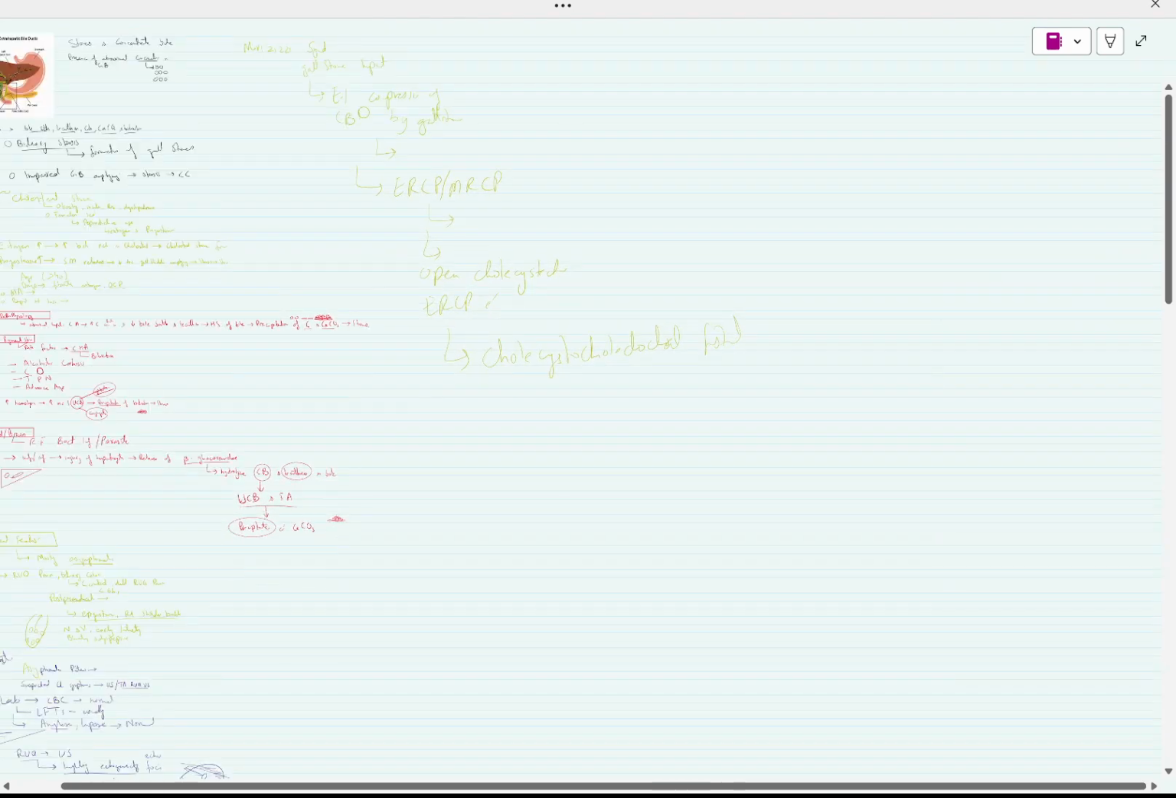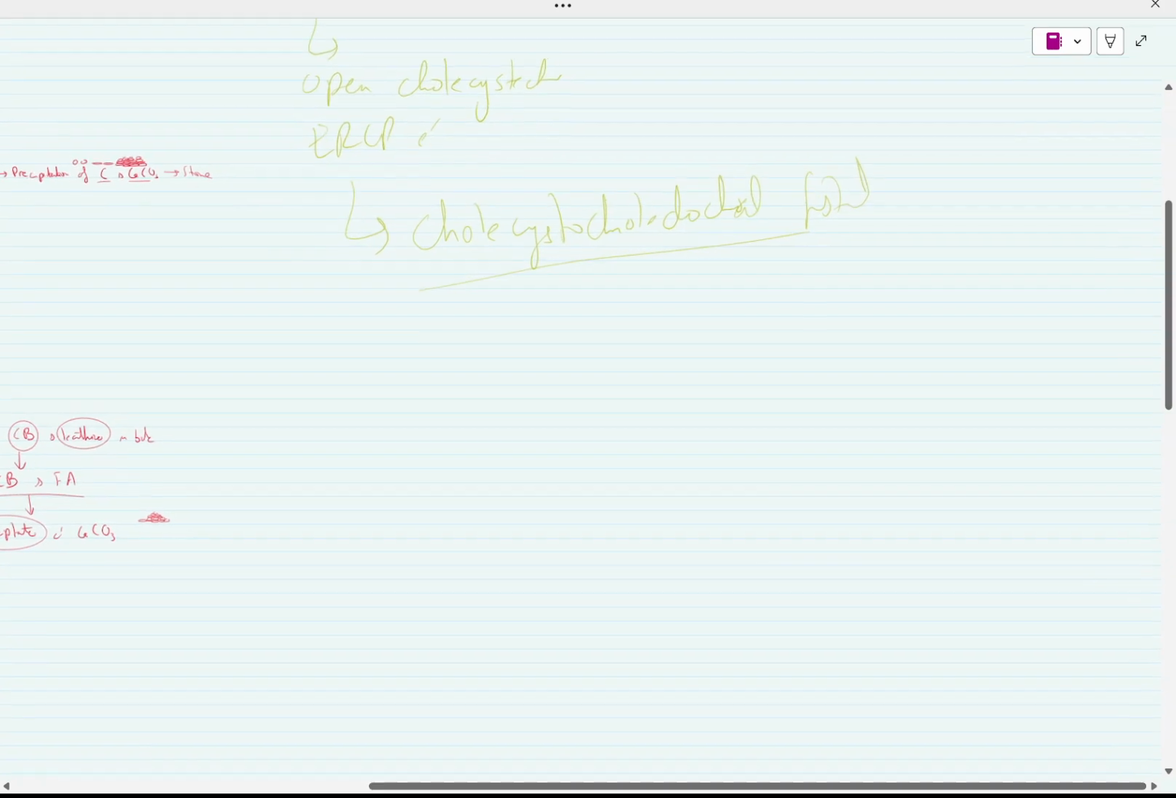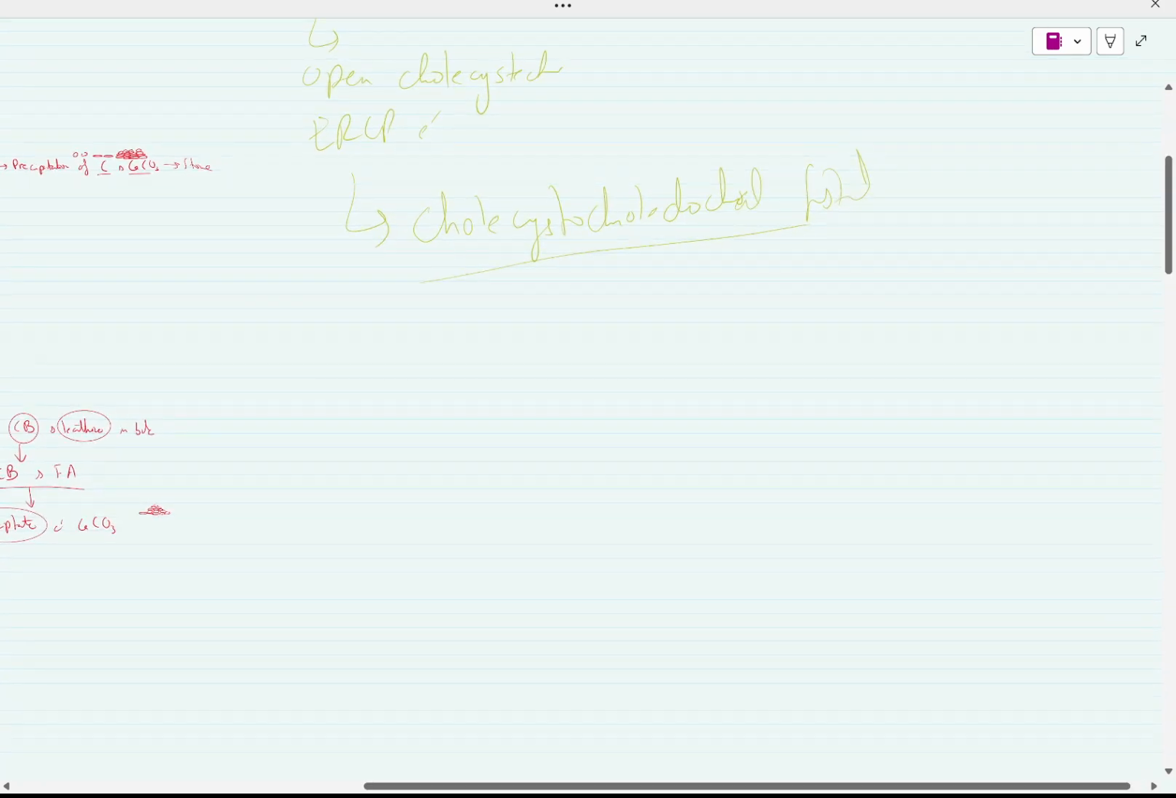Or cholecystoenteric fistula is also a complication, biliary enteric fistula which we call it. The next thing is gallstone ileus. What is this called? This is mechanical bowel obstruction by a gallstone.